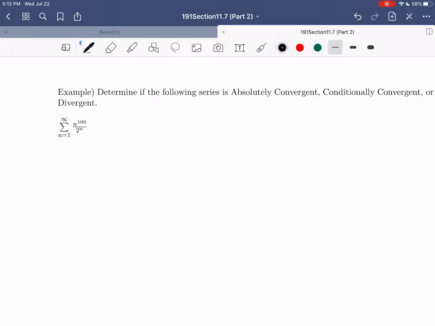So let's see how we'd analyze this. This will give us a chance to practice something like root test. So we're going to try root test on this.